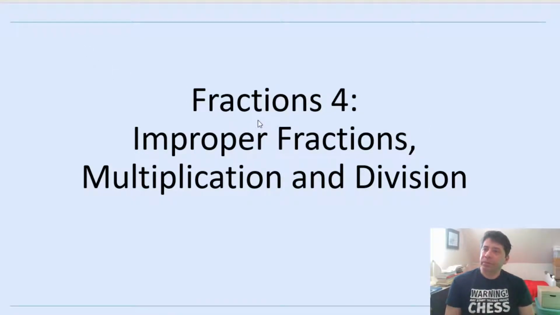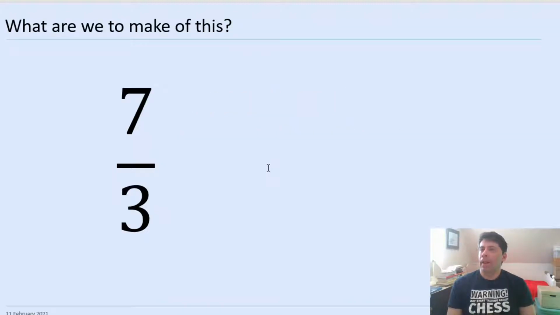I'm Simon. Today it's fractions 4, improper fractions, multiplication and division. So let's start with what's called improper fractions. So what are we to make of this? 7 over 3, 7/3.